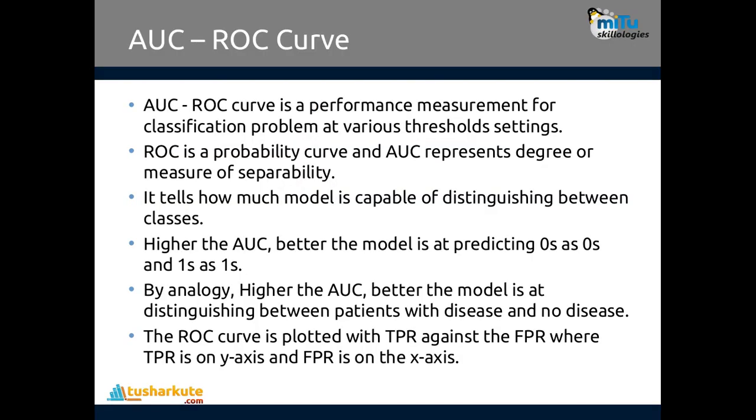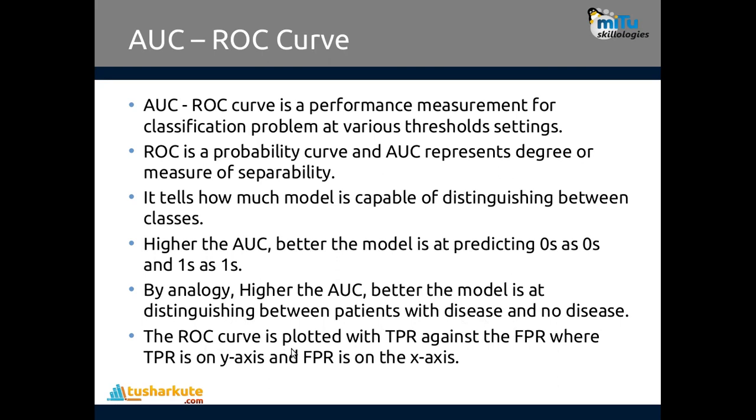Now see, the AUC-ROC curve is a performance measurement for classification problems at various threshold settings. ROC is a probability curve and AUC represents the degree or measure of separability. It tells how much the model is capable of distinguishing between the classes. The higher the AUC, the better the model is at predicting zeros as zeros and ones as ones. By analogy, the higher the AUC, the better the model is at distinguishing between patients with disease and no disease. It's just a comparison I am showing.